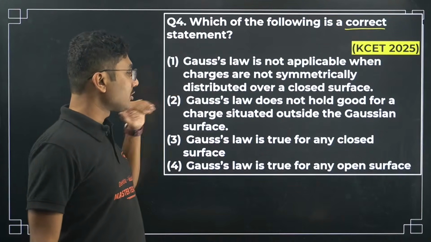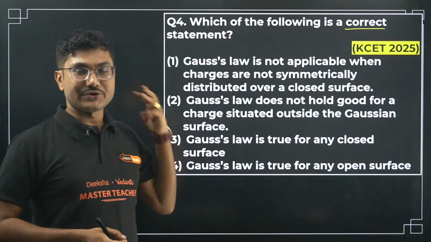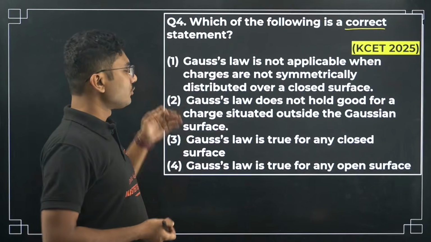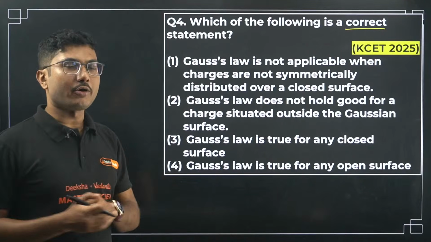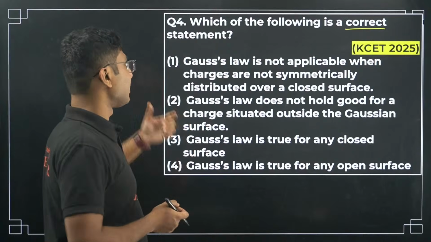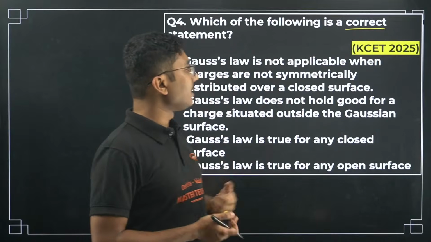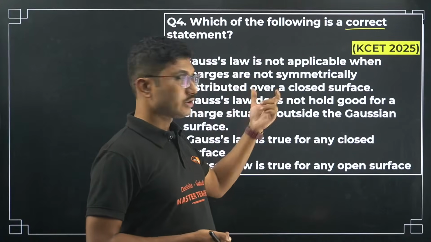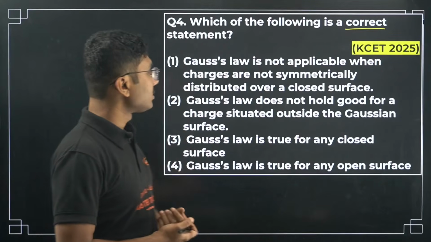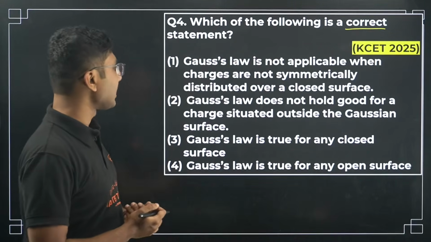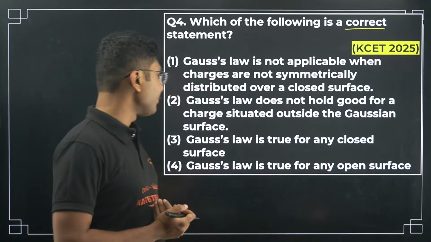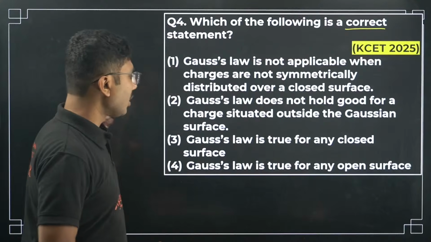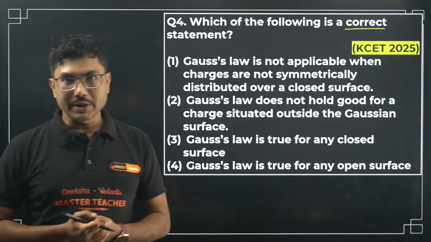Again, a Gauss's law based question. You can see that 3 questions are directly from Gauss's law and 1 question indirectly from Gauss's law. So Gauss's law is a very, very important topic for this chapter. Option 1: Gauss's law is not applicable when charges are not symmetrically distributed over a closed surface. Option 2: Gauss's law does not hold good for a charge situated outside the Gaussian surface. Option 3: Gauss's law is true for any closed surface. Option 4: Gauss's law is true for any open surface.